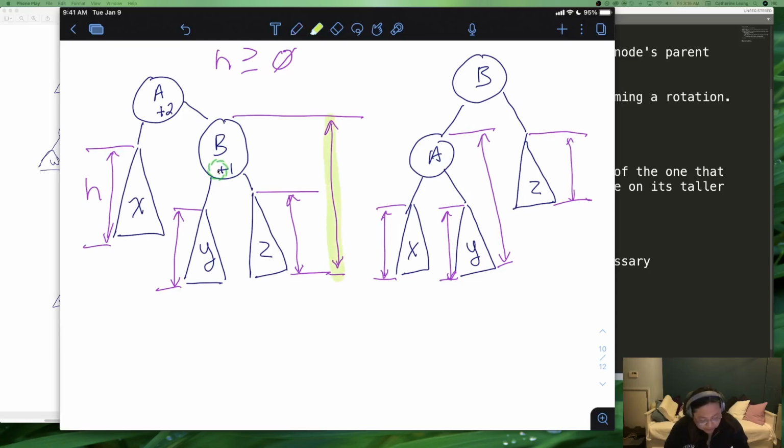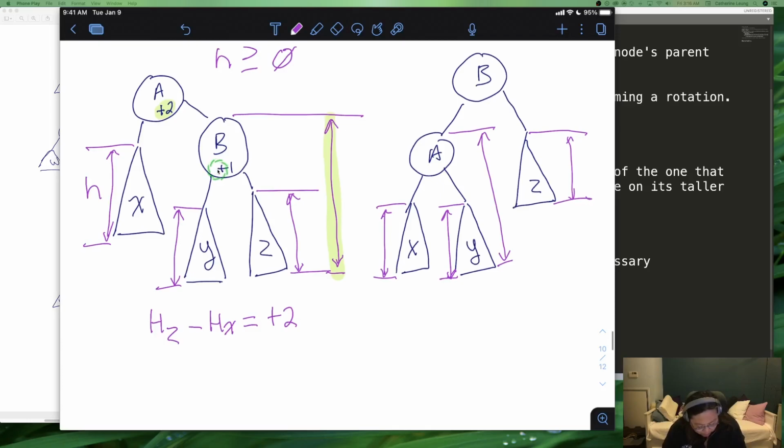How tall is B? Well, we remember that this number here, the +2, we obtained by taking the height of B and subtracting the height of X, right? So if we took the height of Z and subtracted the height of X from it, what we end up with is +2, okay? Now, at this point, we actually know what the height of X is. It's little h. So I can substitute that in.